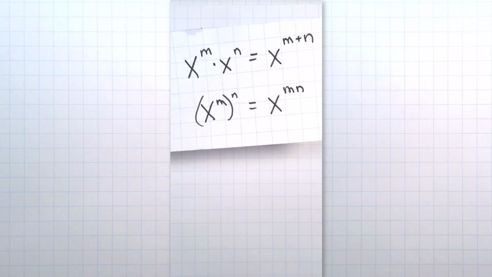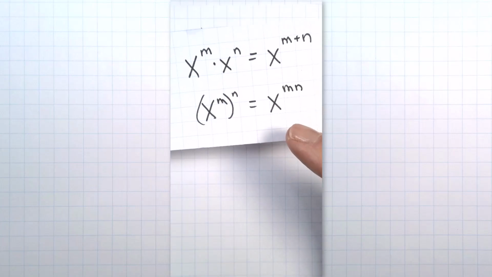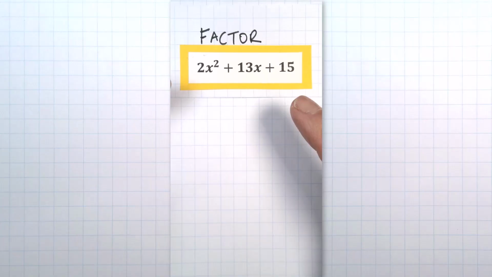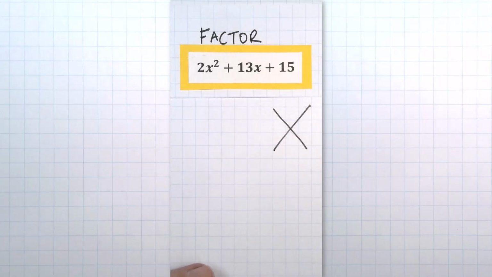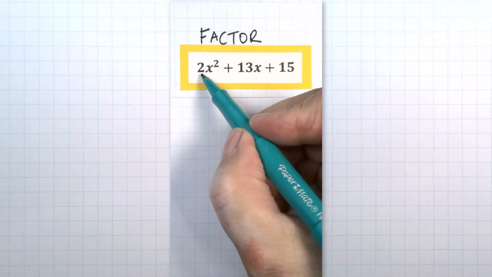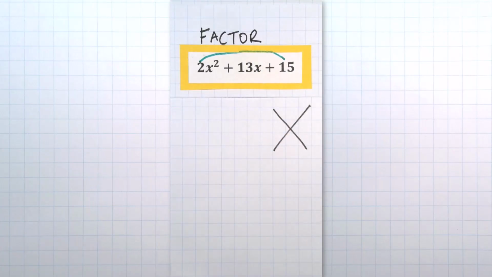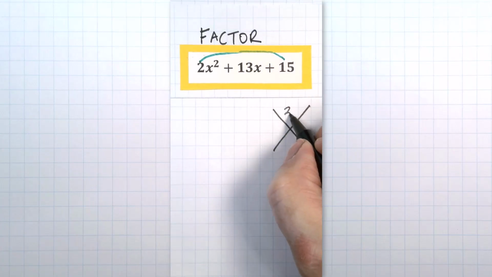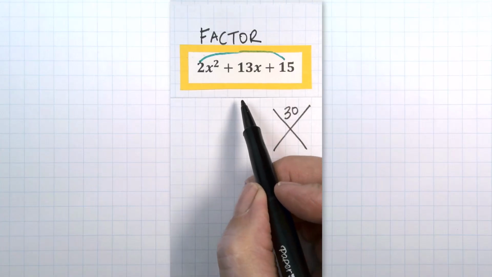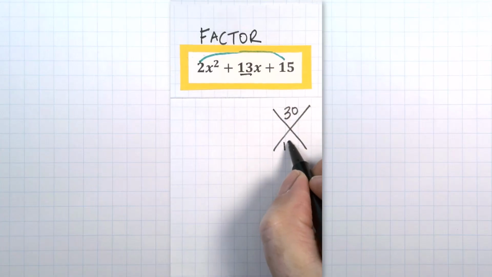People going into Algebra 2 think this is the thing they need to know on the first day. It isn't. You've got to be able to factor. What you do is you take this first term, 2, the coefficient, and you multiply it times the 15, and that gets you 30. The number right below it is going to be the middle coefficient.